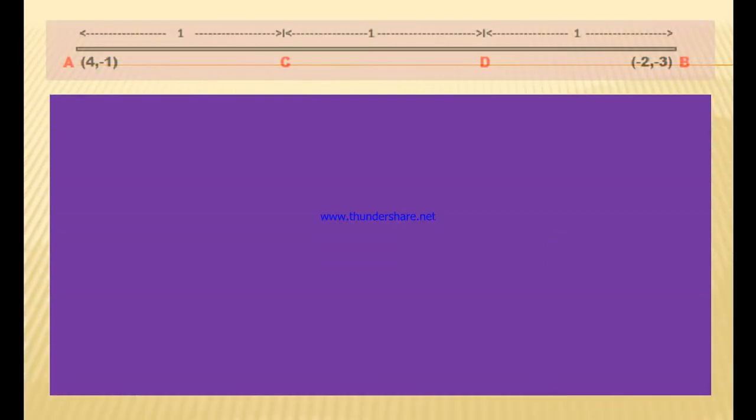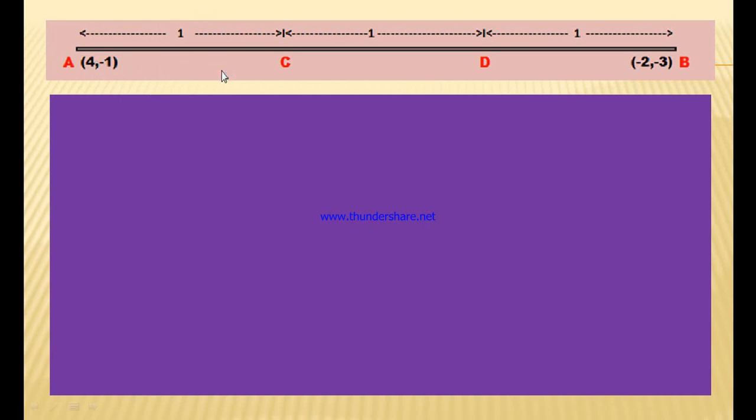Before going to the solution, let us know what is meant by trisection. Trisection means, you see here there is a line segment AB. This line segment AB is to be divided into 3 equal parts. If we divide any line segment into 3 equal parts, it is called trisection. The meaning is there in the name itself. Trisection means it is divided into 3 parts, 3 sections.